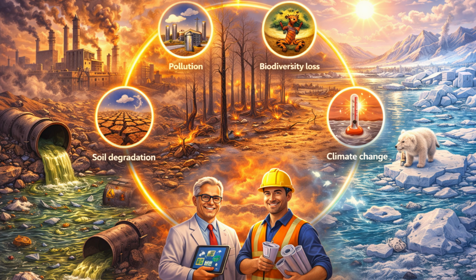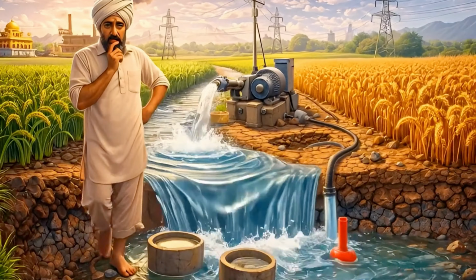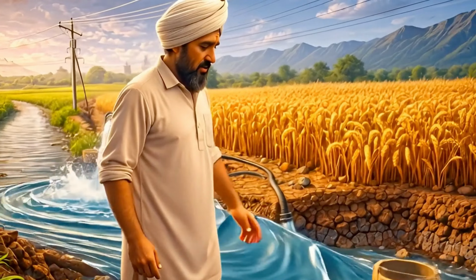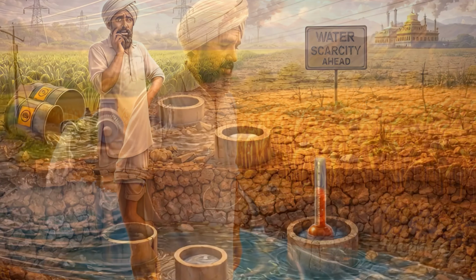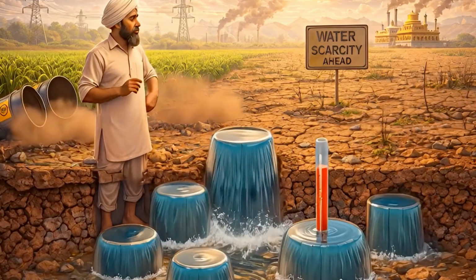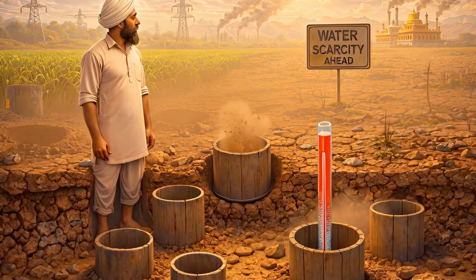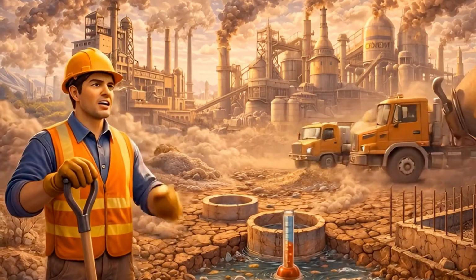For example, groundwater in Punjab has been overexploited due to water-intensive crops and free electricity for pumping. The water table has fallen dangerously. Chemicals have polluted the soil, and many regions may soon face water scarcity.